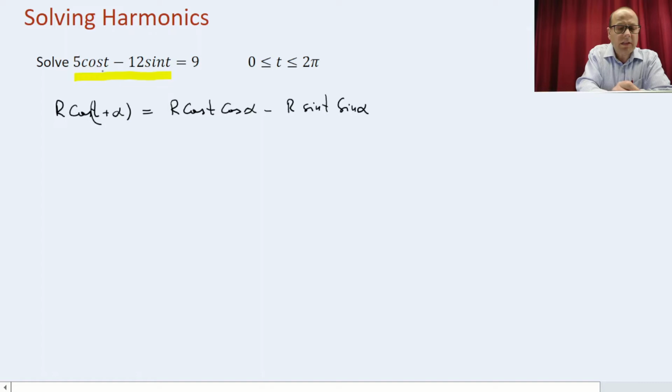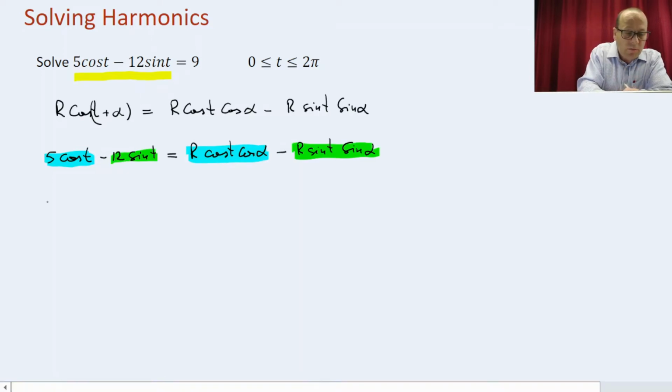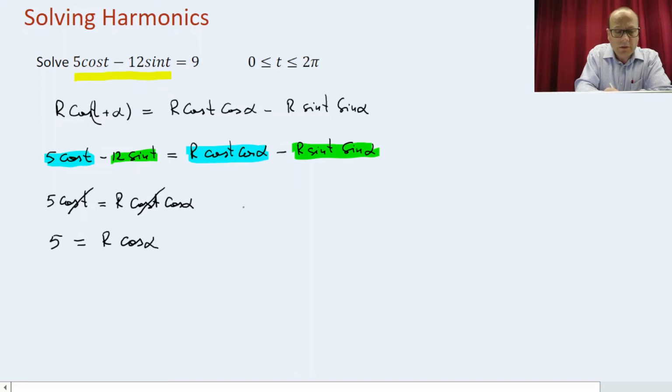Then I'm writing the left-hand side of that equation, and now I'm equating term per term. So the 5 cos t is equated with r cos t cos alpha, and the 12 sin t with r sin t sin alpha. So 5 cos t is equal to r cos t cos alpha. Cos t cancels, so 5 is equal to r cos alpha. On the other hand, 12 sin t is equal to r sin t sin alpha. Sin t and sin t cancel, so 12 is equal to r sin alpha.